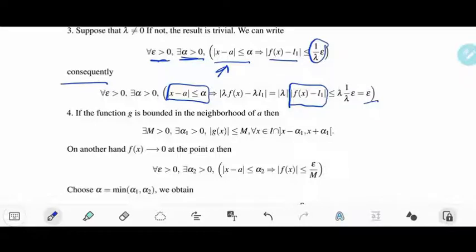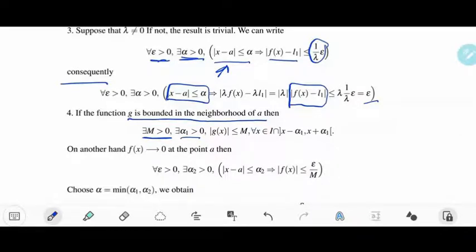I will do also a similar reasoning when I'm multiplying a bounded function by a function that goes to 0. A bounded function g is a function that satisfies the following. There exists m positive such that there exists alpha 1. Of course, the function g in here is bounded in the neighborhood of a. It's not necessary that it's bounded everywhere. We should have at least bounded in the neighborhood of the point where I am calculating the limit.